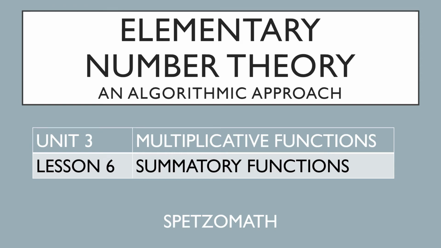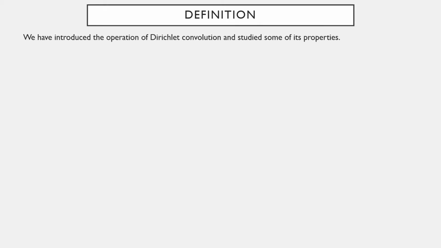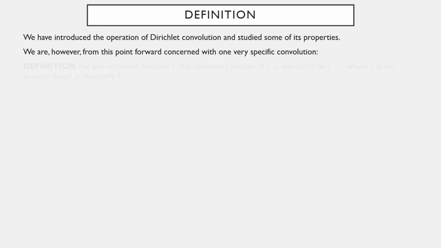We're now going to apply the notion of Dirichlet convolution to a specific scenario known as summatory functions. Now we've introduced Dirichlet convolutions, studied some properties, commutativity, associativity, and some stuff regarding inverses. But from this point forward, there's one very specific convolution that we're going to be interested in.